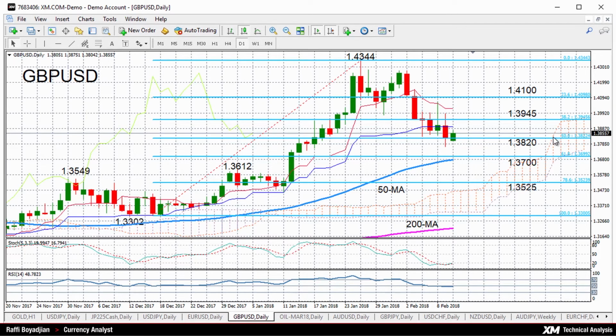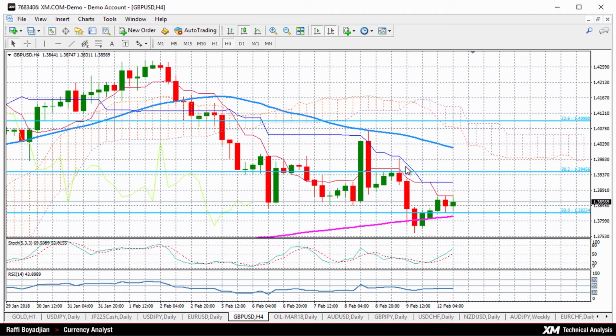That was below the 50% Fibonacci retracement, but we did see prices quickly recovering back above the 50% retracement of the up leg from 1.3302 to 1.4344. So that area around the 50% Fibonacci retracement at 1.3820 or perhaps closer to the 1.38 handle is now acting as a major support area. Prices at the moment are being capped by the Tenkan Sen line of the Ichimoku cloud in the 4-hour chart.